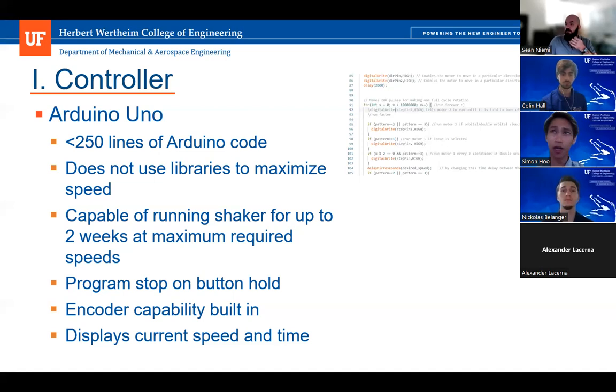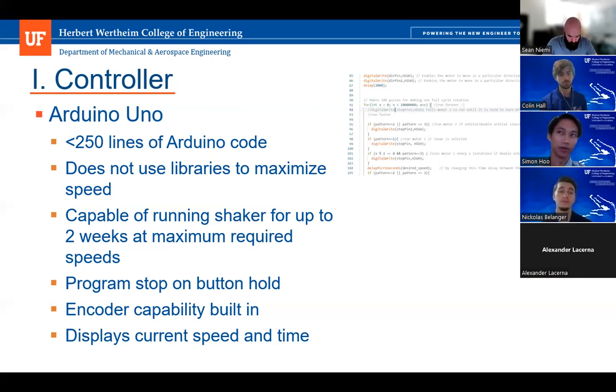So the code is capable of running the shaker table for up to 2 weeks at the maximum required speeds. And if you hold a button at any time during those 2 weeks, any of the 4 buttons that we have, it'll stop the program. And we've tested this extensively, and it's worked every single time.